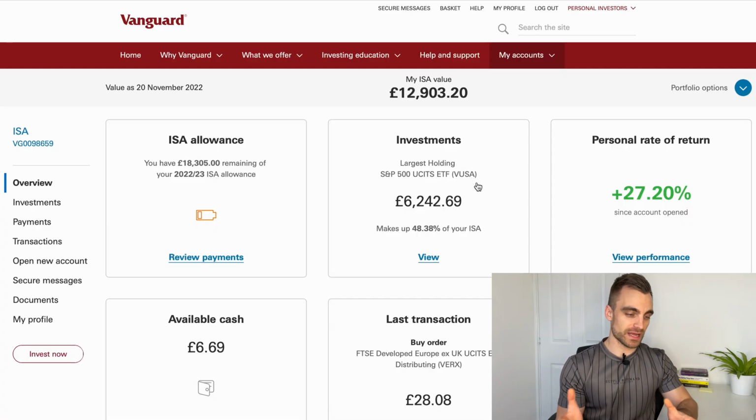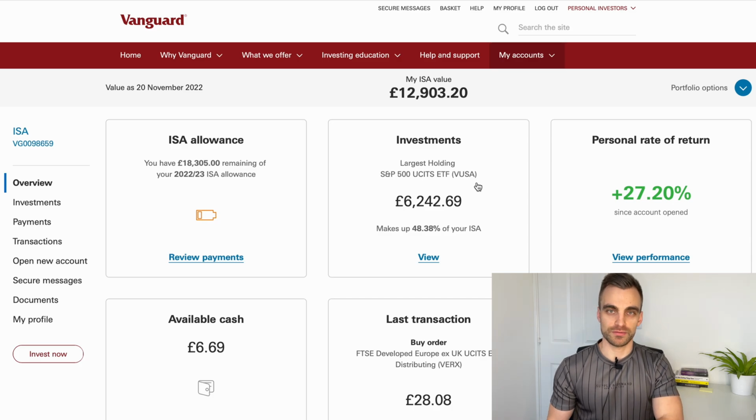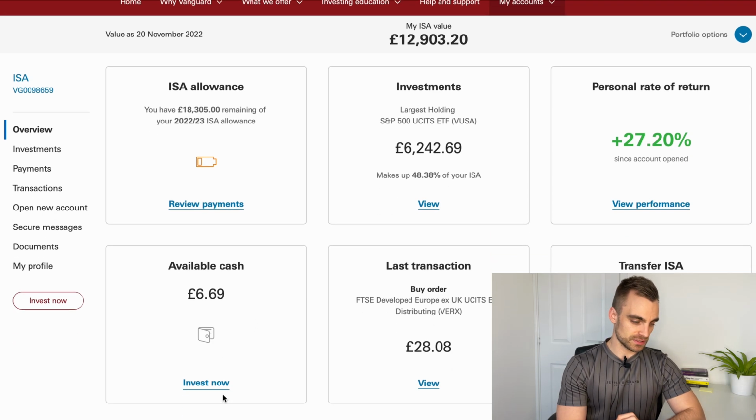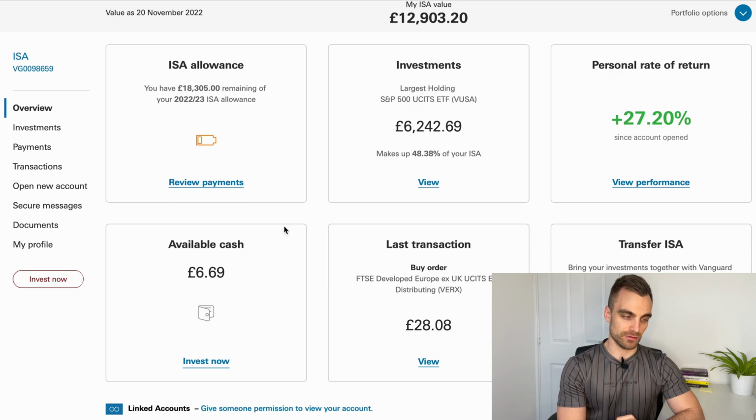So the portfolio has actually fallen by about £100 over the last week, back from the £13,000 that it was on. Obviously I breached £13,000 for the first time, and it's fallen back to £12,903.20, and you'll notice that the fees still haven't come out, but I'm sure they'll come out very, very soon.